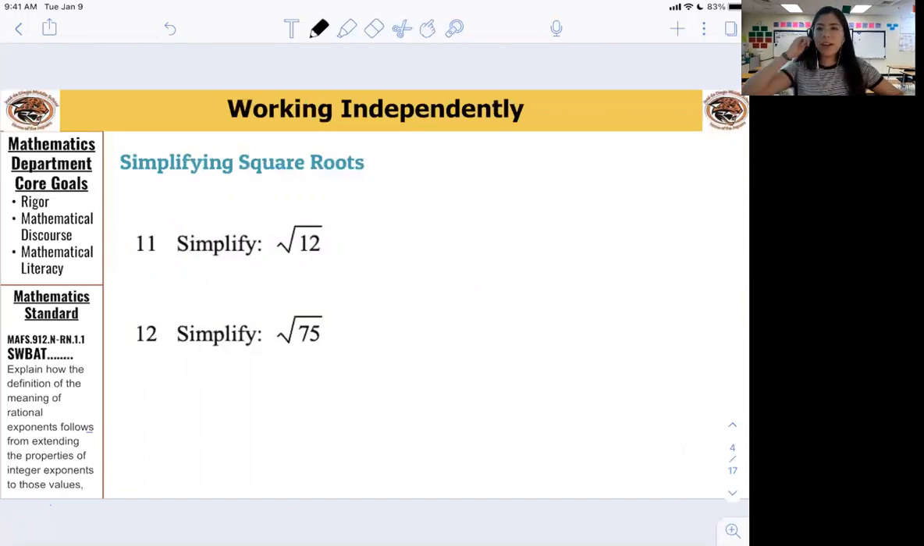So let's go ahead and take number 11. Number 11, what two factors can I split this up into, the number 12? 3 and 4. Remember, factors have to multiply to make 12. So we're thinking about numbers that multiply and make 12. Now, 3 and 4 is perfect. Why is 3 and 4 better than 6 and 2? Why do we choose 4 and 3?